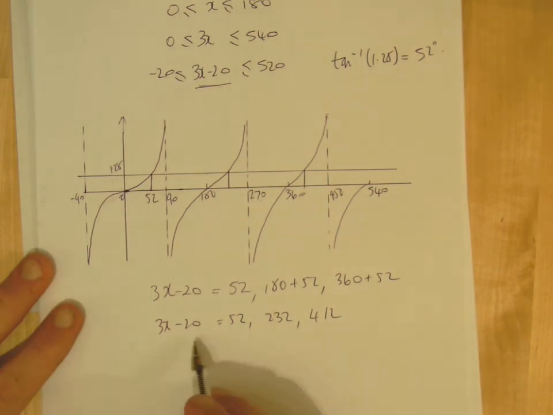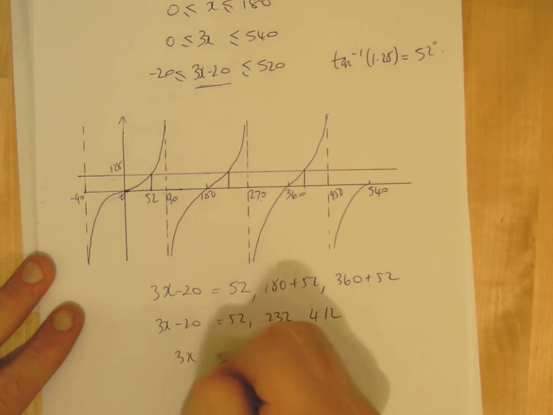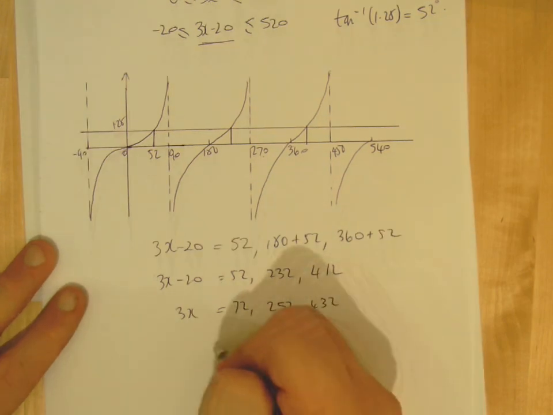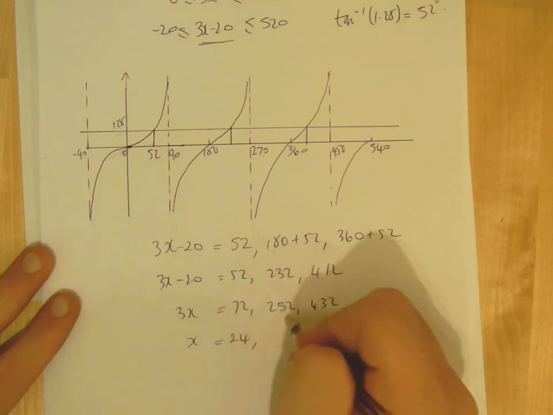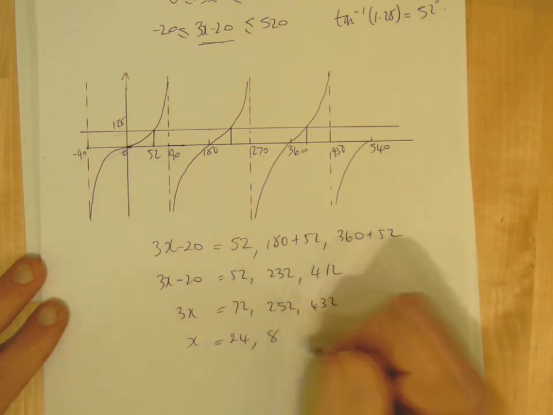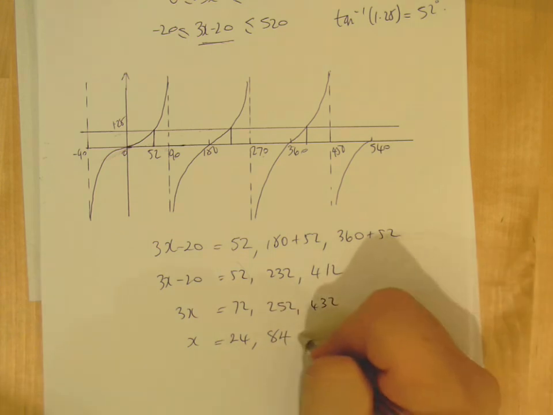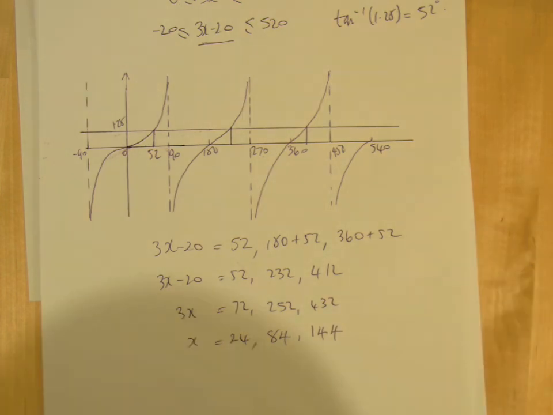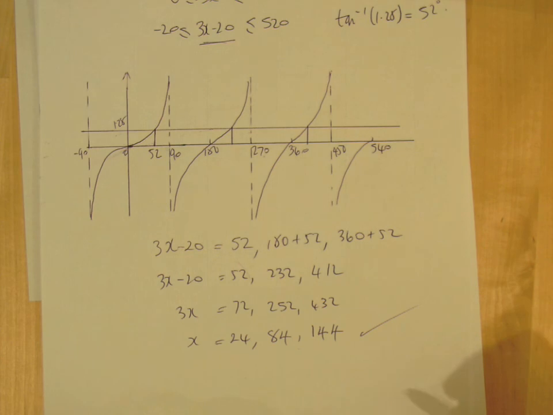To get our solutions, take that minus 20 over. If you take the minus 20 over, it becomes a plus 20, so you add 20 on. And then don't forget to divide by 3. So you get 72, and divide that by 3, you get 24. Divide this by 3 using your calculator, you get 144. Now you need to check, do all my solutions lie within the range they want? They wanted between 0 and 180, and all of those do, so tick the box and job done.